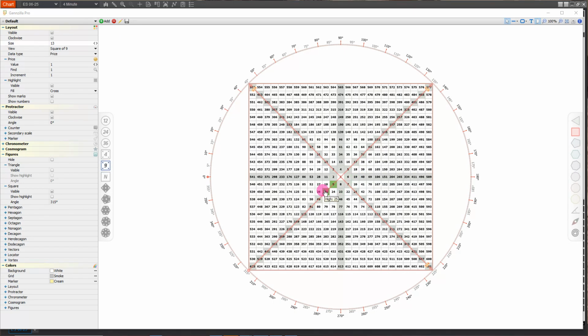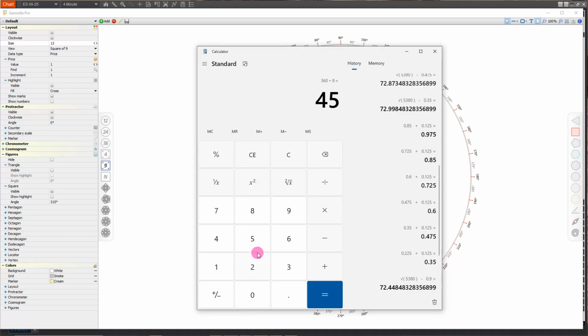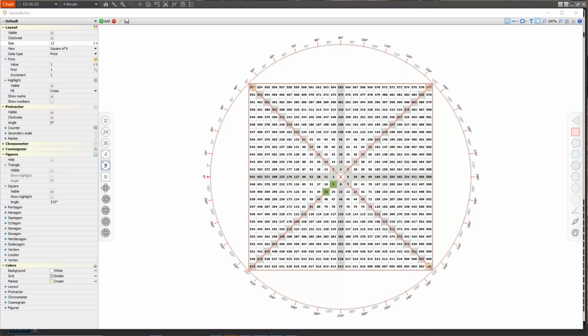So the square of 9 is divided by the cardinal and the ordinal cross into 8 45-degree sections. So what we would want to do is take our multiplier, and to get a 45-degree factor for that, we take our multiplier for the full cycle of 2, divide that by 8, and that gives us a 0.25 multiplier or divisor for moving up or down on the square of 9.